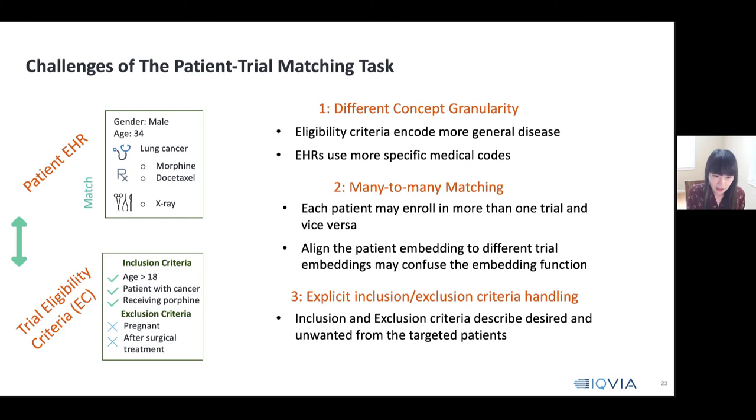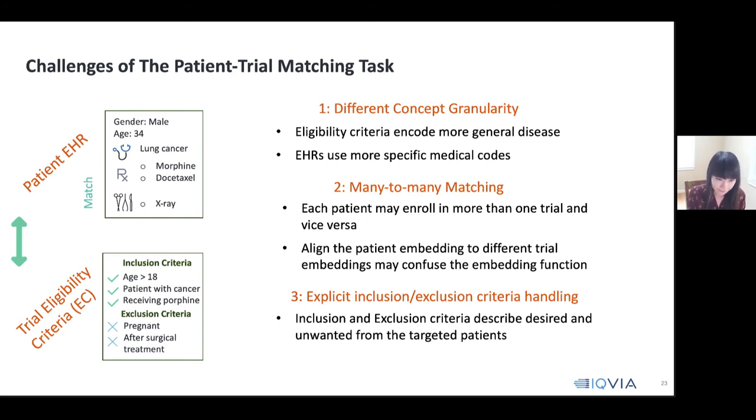The second challenge is how to deal with the many-to-many relationship between patients and trials. In practice, each patient may enroll more than one trial, sometimes, and vice versa. To conduct matching across different modalities, we need to learn patient and trial embedding in the same embedding space. Since each trial generally focuses on certain diseases, the semantic distance between the trial and criterion may be large.